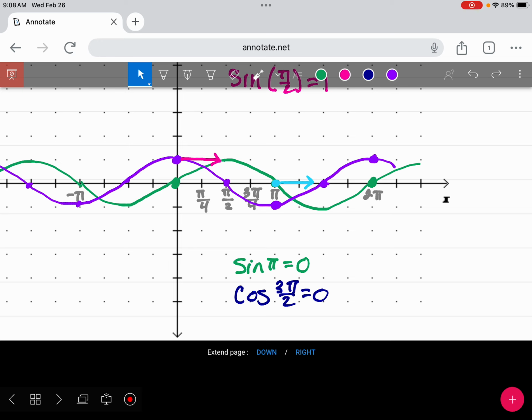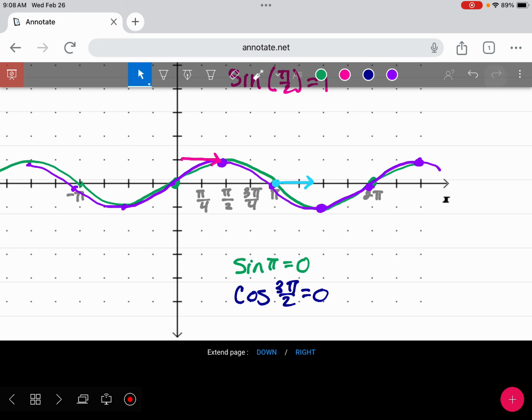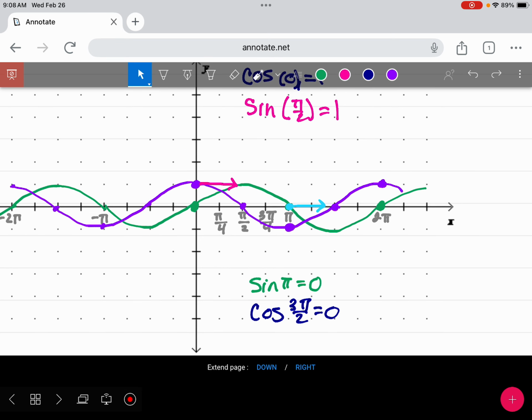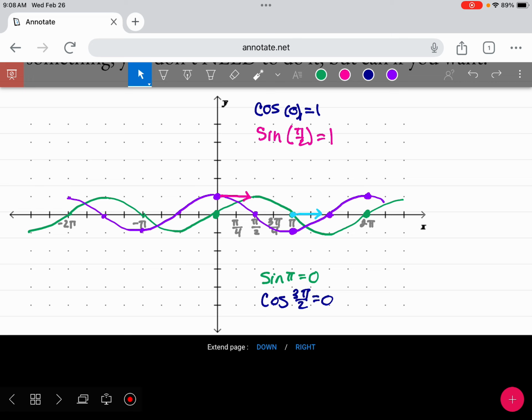How far did we move? Did I move my purple one over to make it do that? It moved over pi over 2. Whether it was for the cosine of 0 scooching over, whether it was the sine of pi scooching over, they scooched over pi over 2. That's how far apart they are. That's what we're going to be working with today.